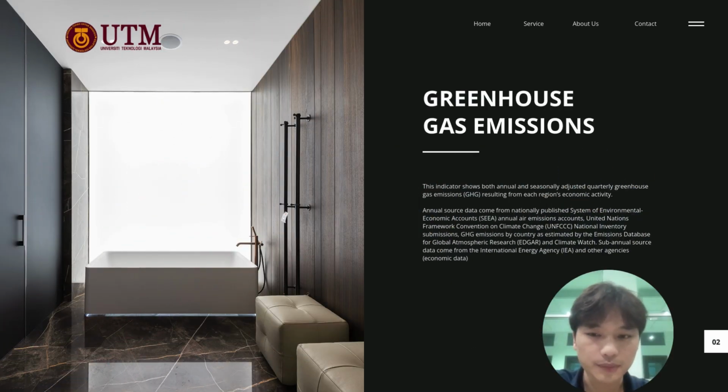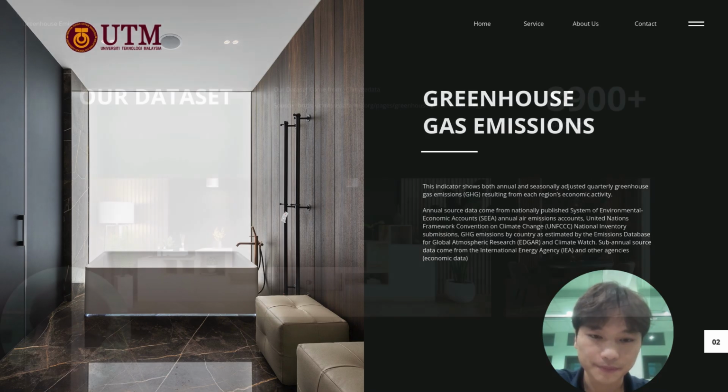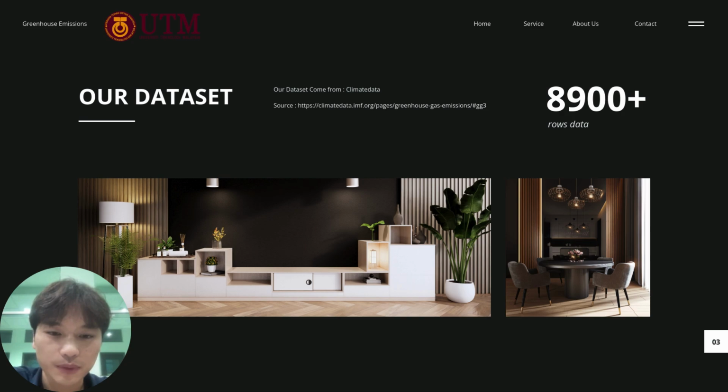And there are some introductions about greenhouse gas emissions. We collected our dataset from Kaggle, and our dataset includes more than 8,900 rows of data.